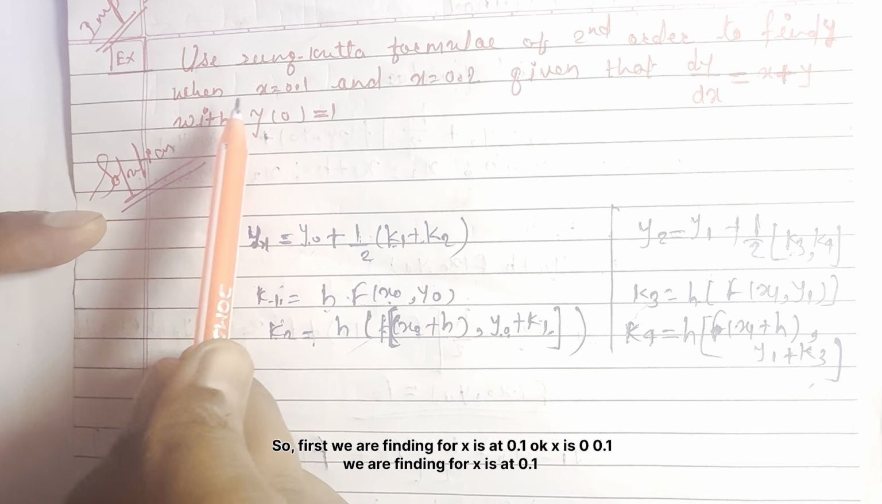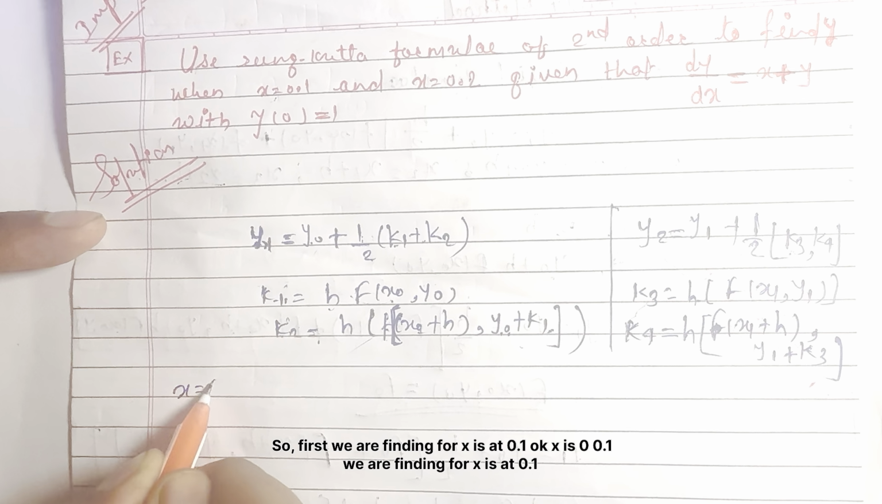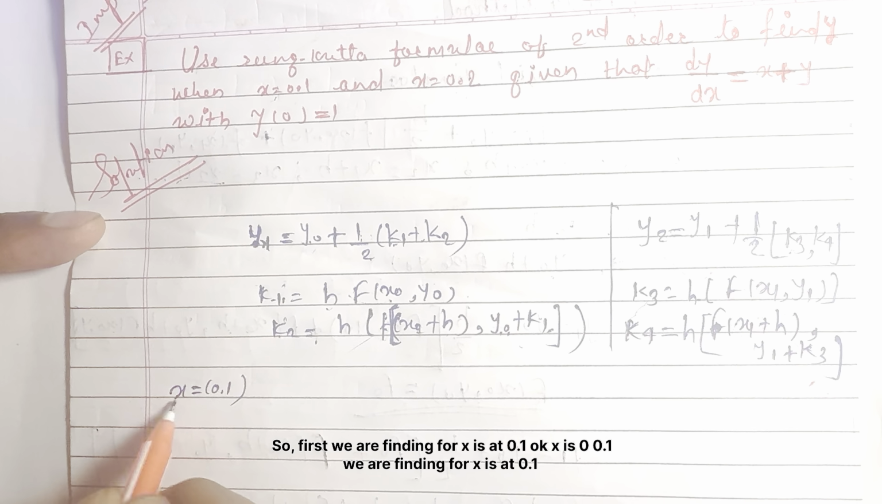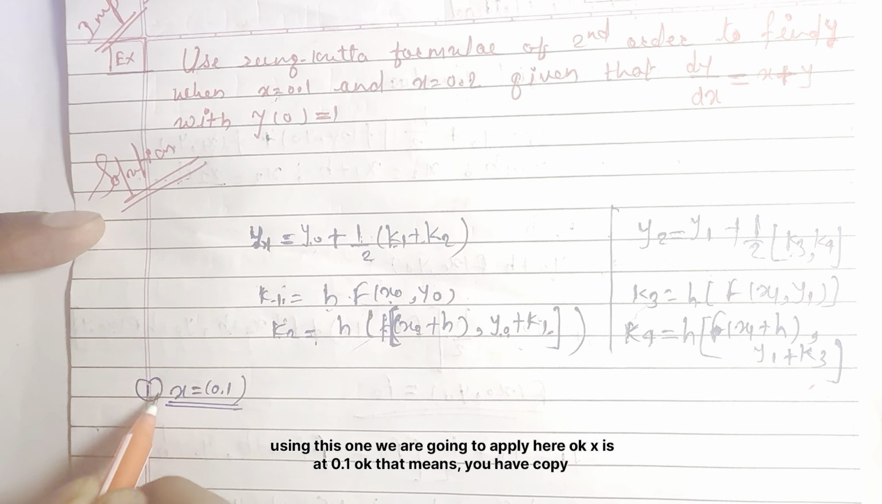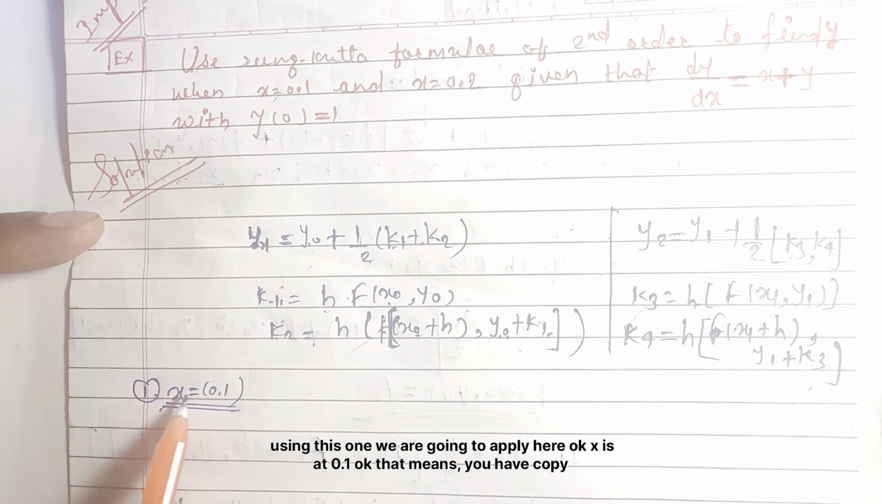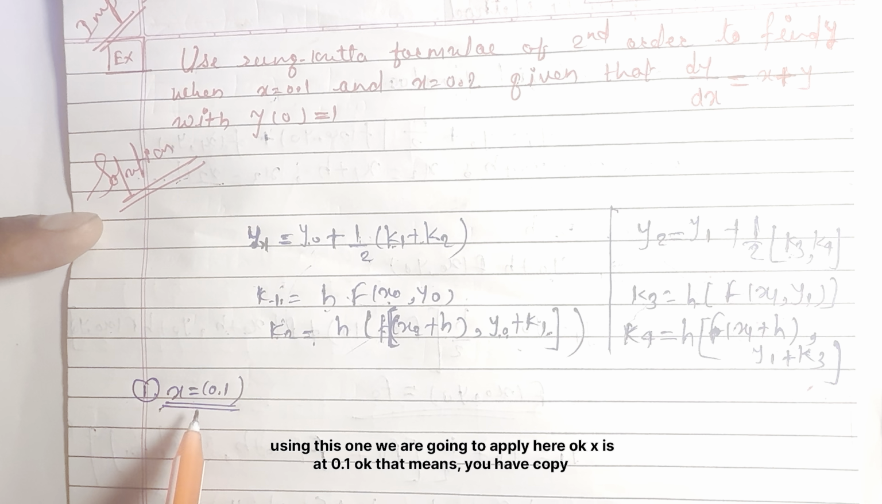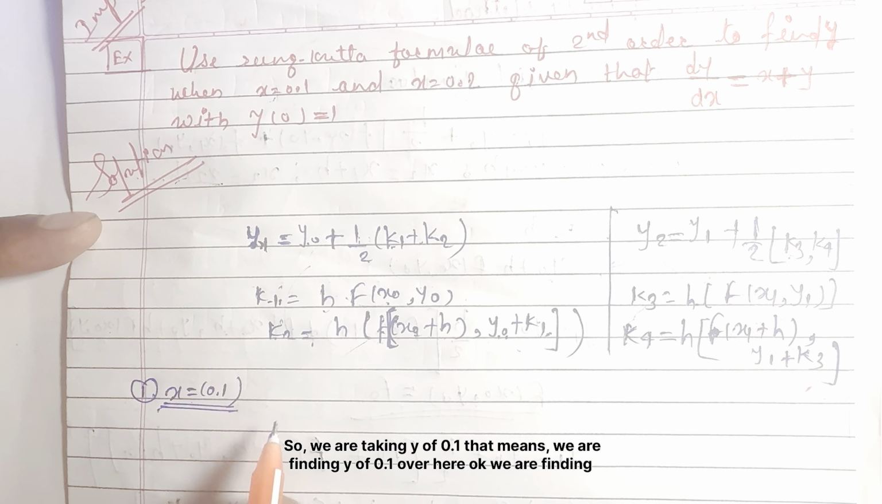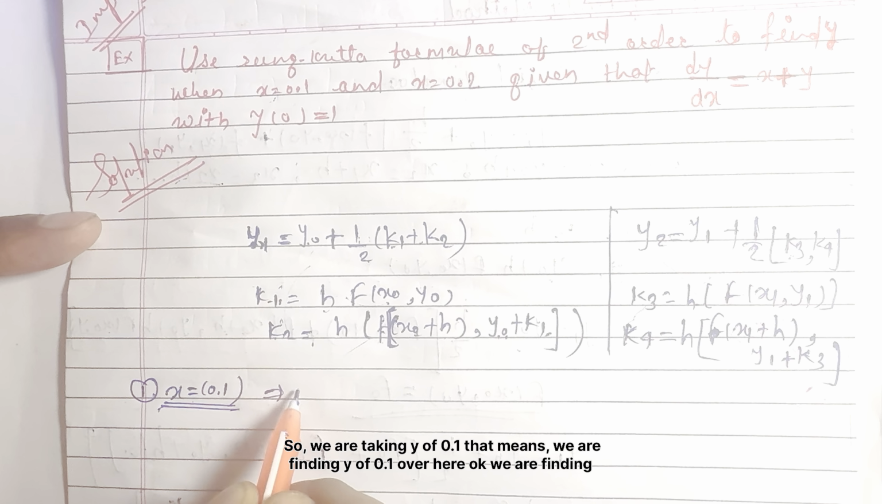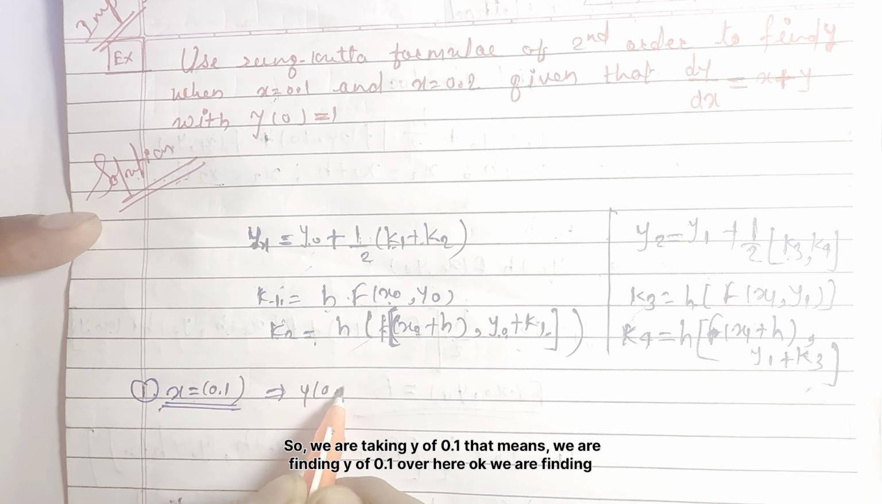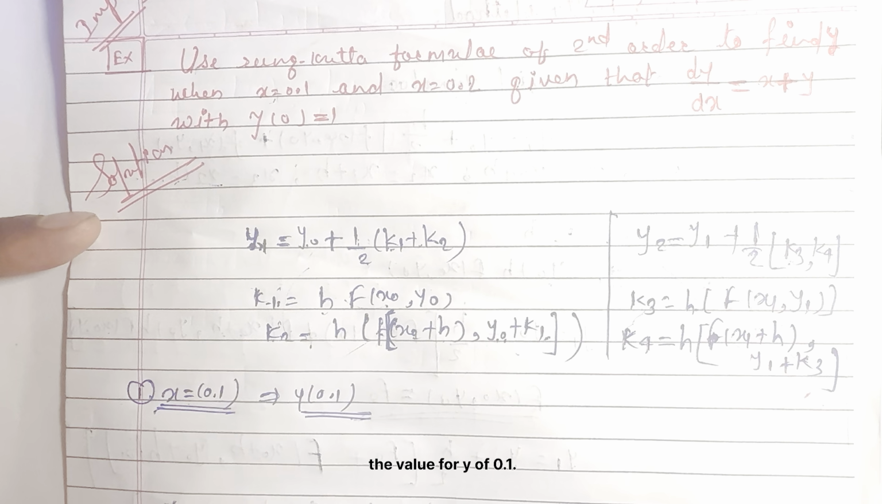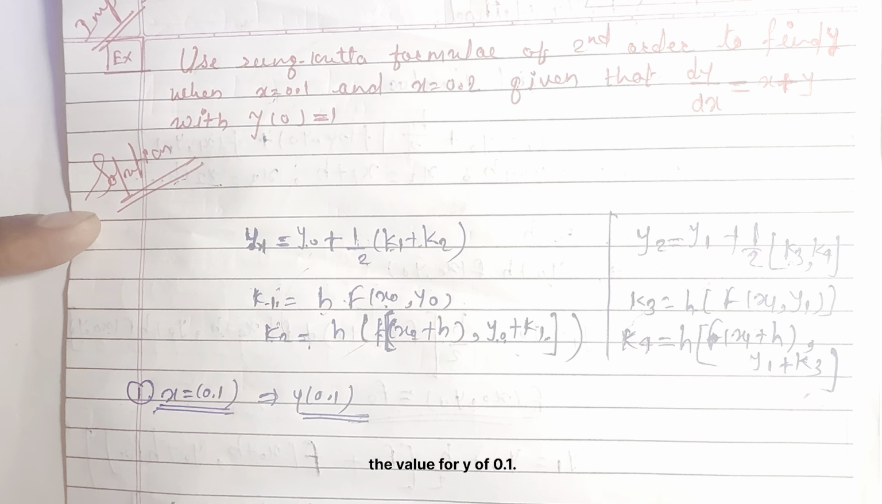So first we are finding for x is 0.1, using this one we are going to apply here. That means f of x is equal to y, so we are taking y of 0.1. That means we are finding the value for y of 0.1 over here.